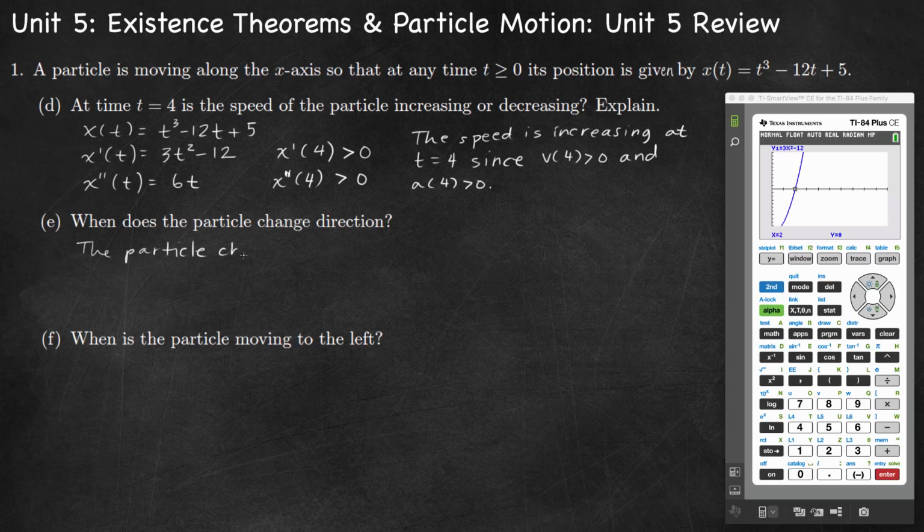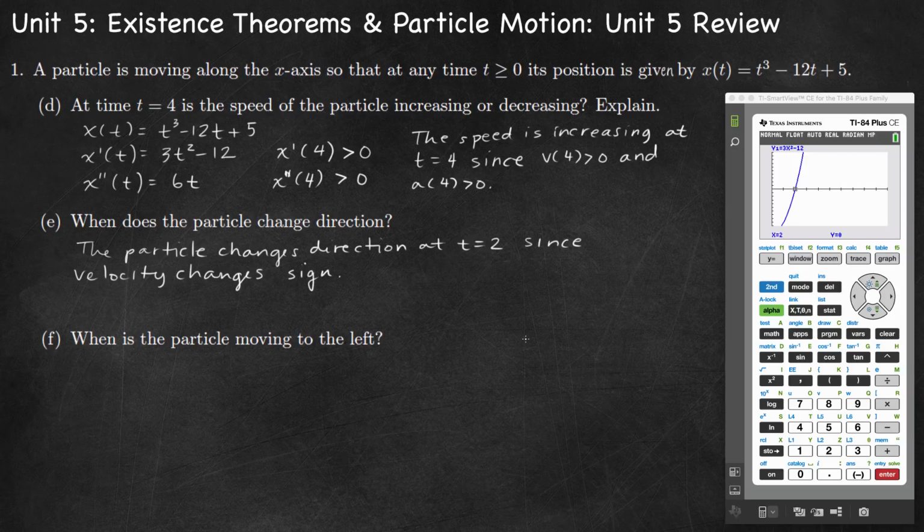So the particle changes direction at t equals 2, since velocity changes. We can simply say changes sign, that's all we need. And then part F, when is the particle moving to the left? Well, that would be when the velocity is negative.